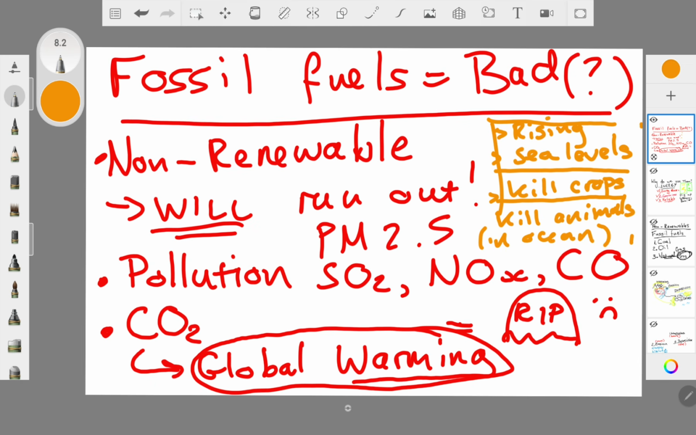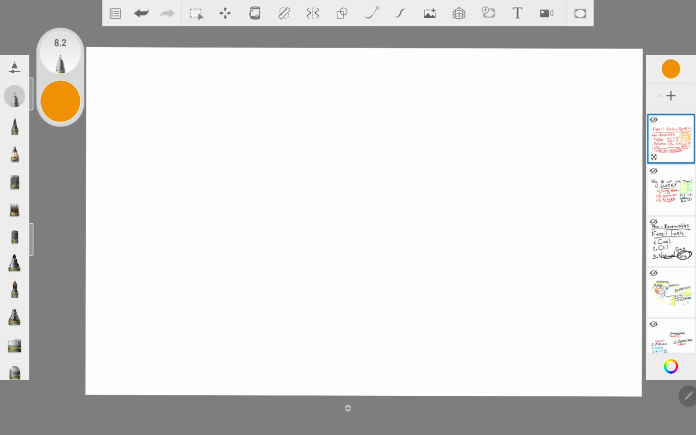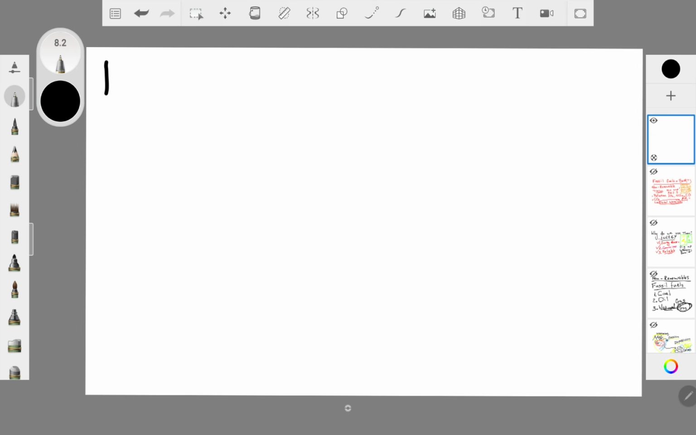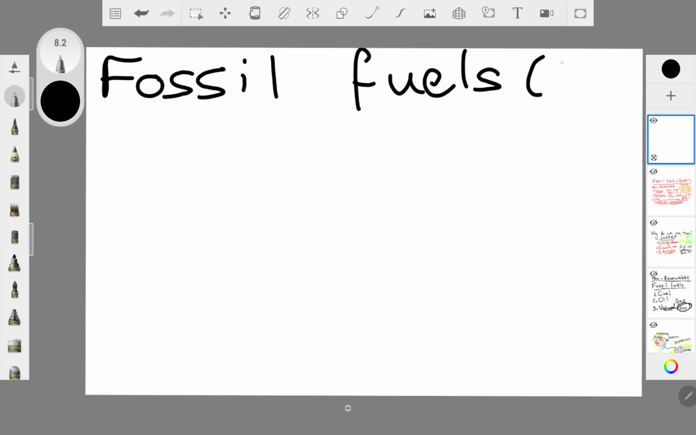Okay? So, we know fossil fuels are bad. Okay? And the answer is to get away from them by using renewables. But first of all, let's have a quick discussion about what fossil fuels are. Okay? We know why they're good, we know why they're bad. Now we need to look at why we use these things.